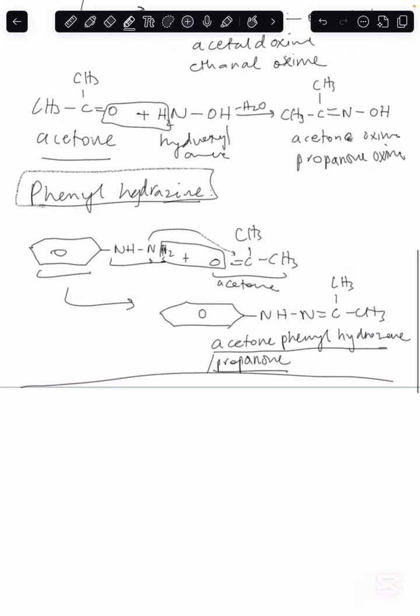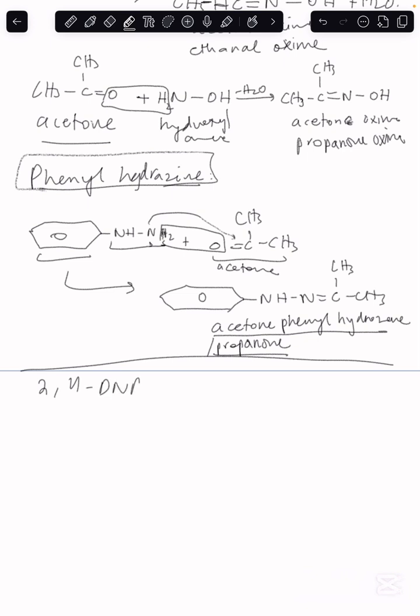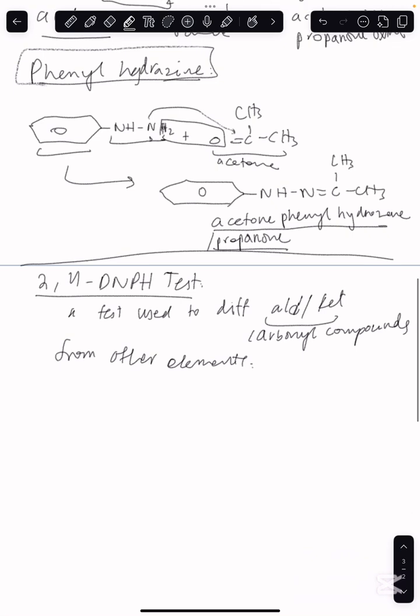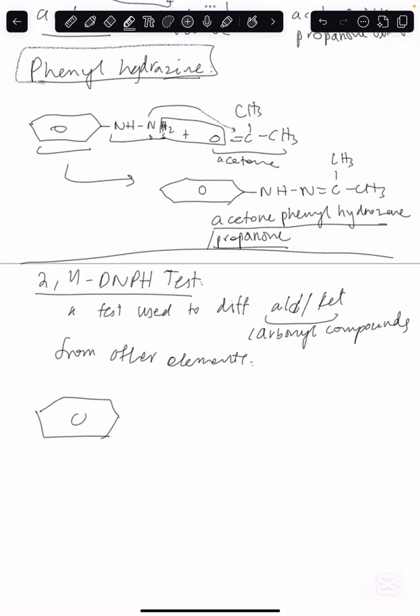And then we're going to start with the 2,4-dinitrophenylhydrazine test, which is a test used to differentiate aldehydes and ketones, which are carbonyl compounds, from other compounds, in which we use a phenyl group that has nitro groups on the second position and the fourth position.